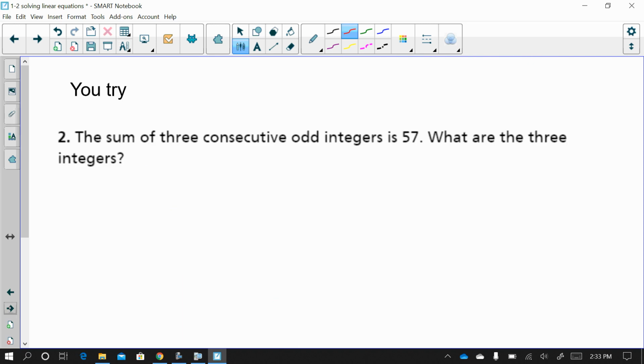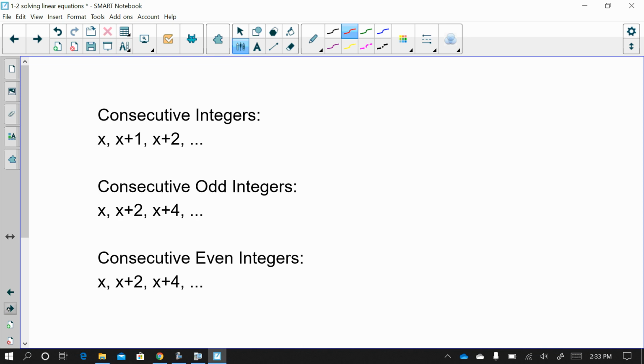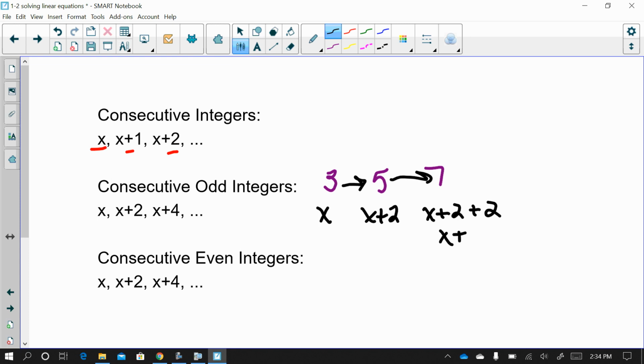Okay, so now, hang on, let's look at this sign first. Whenever I'm talking about consecutive integers, you always start with x, x plus 1, x plus 2, x plus 3, and so on. Now let's talk about, real quick, consecutive odd integers. Think about 3 odd numbers in a row, like 3, 5, 7. Again, we always start with x. How do I get to 5? Well, I add 2. And how do I get to 7? x plus 2 plus another 2. So really x plus 4.